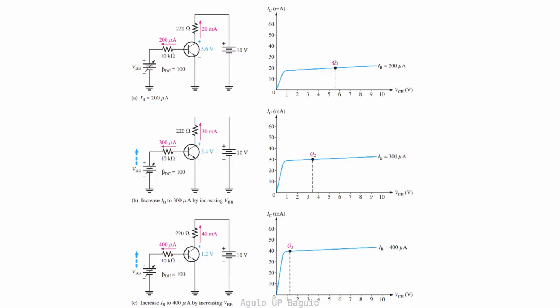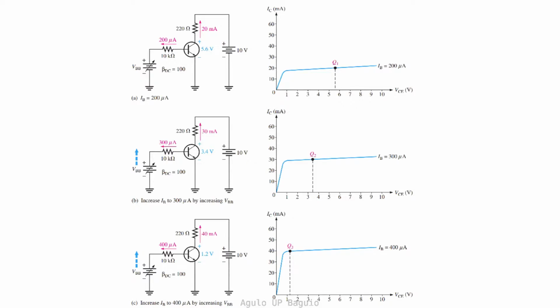For the top circuit, the operating voltage is at VCE equals 5.6 volts. For the middle circuit, VCE equals 3.4 volts. And for the bottom circuit, VCE equals 1.2 volts. I hope you still remember how to solve for these values.